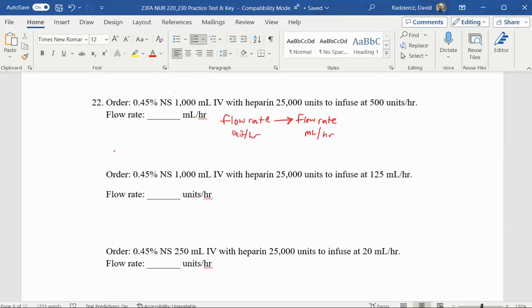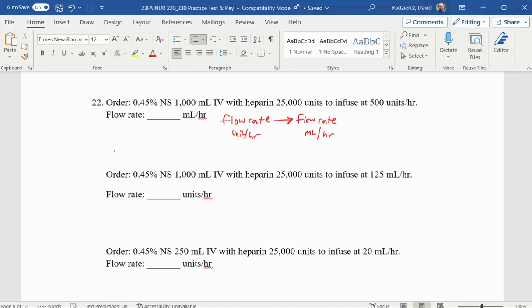I haven't yet found a good example of where you would do that, but it can be done. I'll try and give you an example of that here in a moment. So let's say for this question, it says 500 units per hour, and I want to convert it to milliliters per hour, but there's a step in between. The step in between is I have to keep in mind what my available is. In this instance, my available is a liter of IV that has 25,000 units in it. So that is my available.